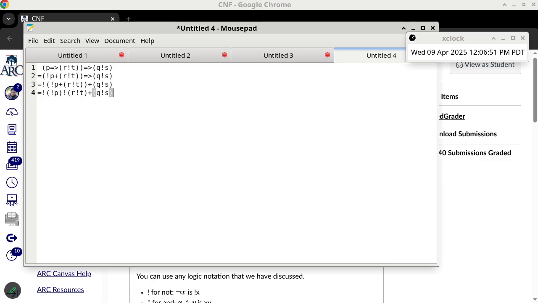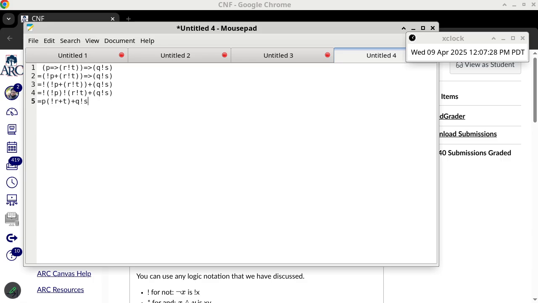So now I can apply De Morgan's law at least one more time because this negation here is negating this implicit and over here. So I have one more De Morgan's law to apply. But at the same time, I can also simplify the not not p to just p. And then the other part now becomes not R or not T, so I can cancel out the double negation right here. So that's that. And then we have plus Q not S, like so.